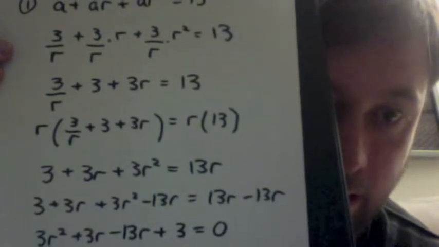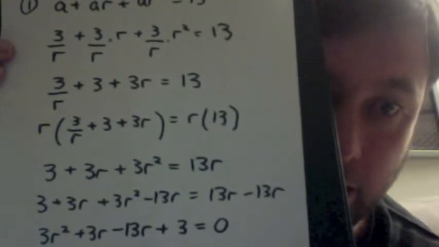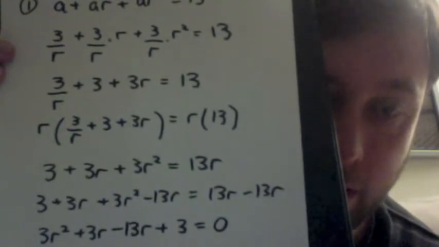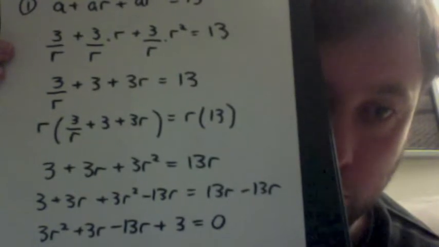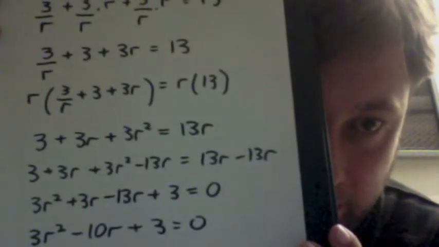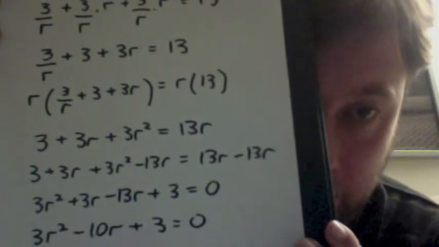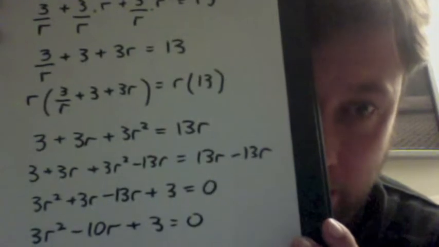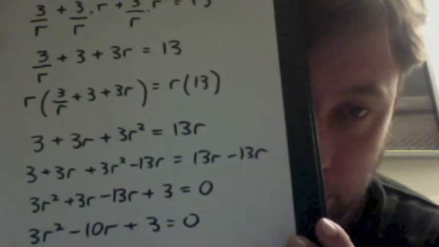And on the left-hand side, I'm just going to rearrange all the terms because it doesn't really matter what order you add or subtract things in. So 3r squared plus 3r minus 13r plus 3 equals 0. And finally, we take the 3r and we subtract 13r. So if we have positive 3r and we take away 13r, that means we're 10 r's in the hole. So we get the equation 3r squared minus 10r plus 3 equals 0.